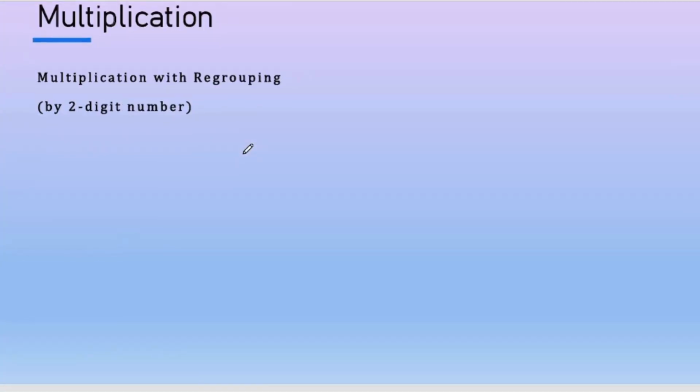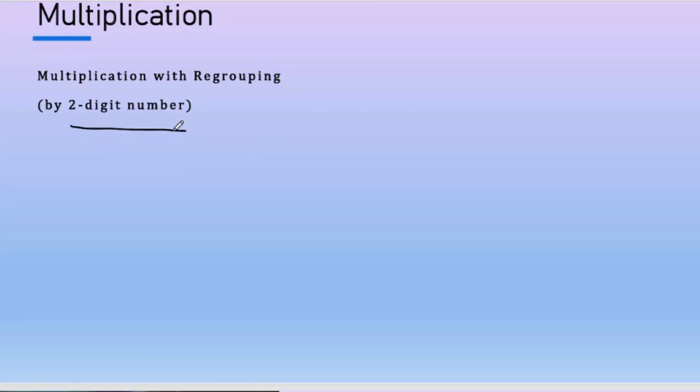Now let's take an example of regrouping by a two digit number. Okay. So let's take this number 82. You are multiplying this with 46. Okay. 6 multiplied by 2 is 12. How do you write 12? Ones place 2, you write 2 here and then carry forward 1. The tens place digit will be carried forward.